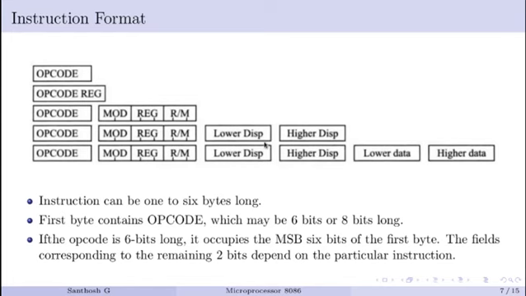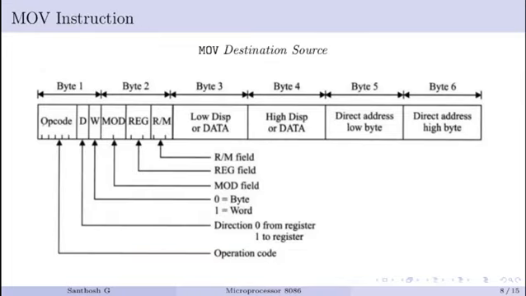8086 has a large number of machine instructions, and they are arranged using an instruction format. An instruction can be 1 to 6 bytes long. The first byte contains the opcode, which may be 6 bits or 8 bits long. If the opcode is 6 bits long, the remaining 2 will have a meaning according to the specific instruction. Now we consider the template of a move instruction. Move instruction is used to transfer data from a source to a destination location.